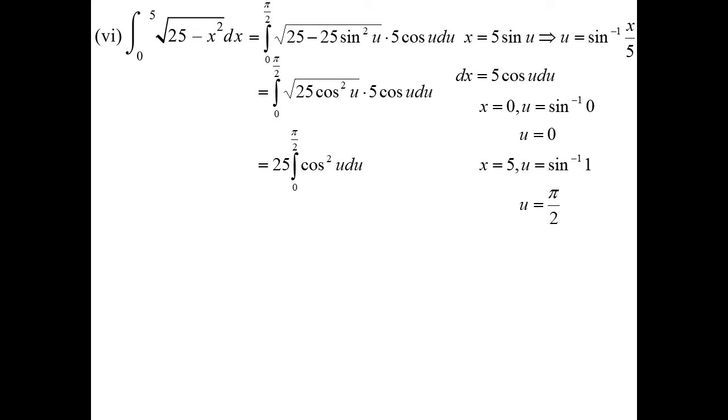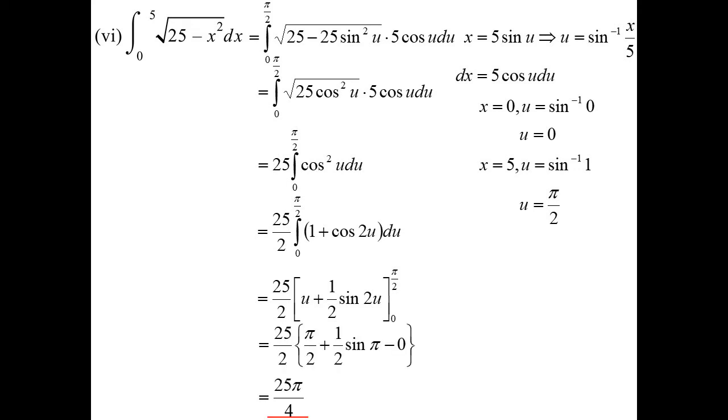So when x equals 0, we get the inverse sine of 0, which is 0. When x equals 5, we get the inverse sine of 1, pi on 2. So we have 25 minus 25 sine squared, which as I say is 25 cos squared. But then for the dx, we have 5 cos u du. So all of that tidies up to be eventually 25 cos squared. But we have a technique to integrate cos squared. I can change the cos squared to be a half of 1 plus cos 2u. Now I can integrate, sub in the pi on 2, sub in the 0, 25 pi on 4.